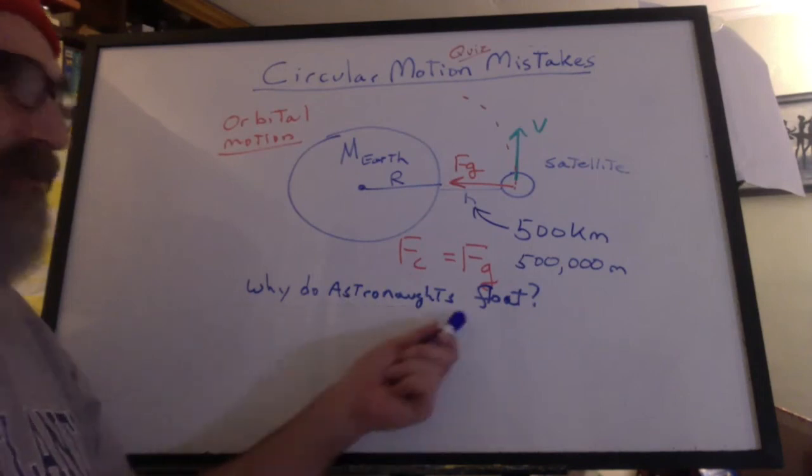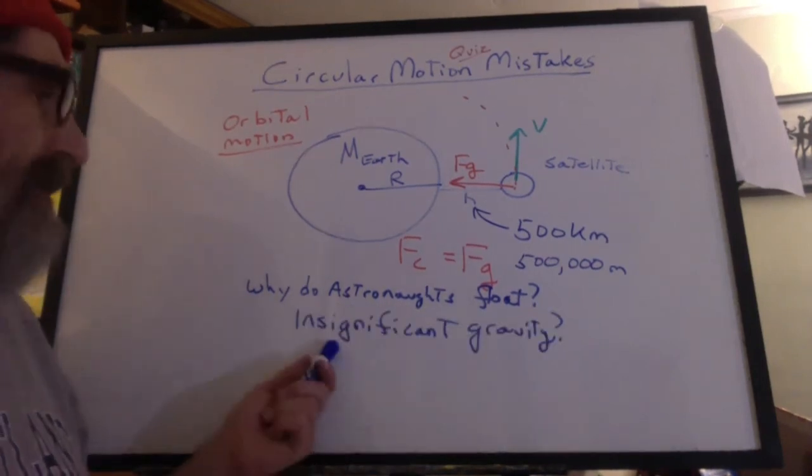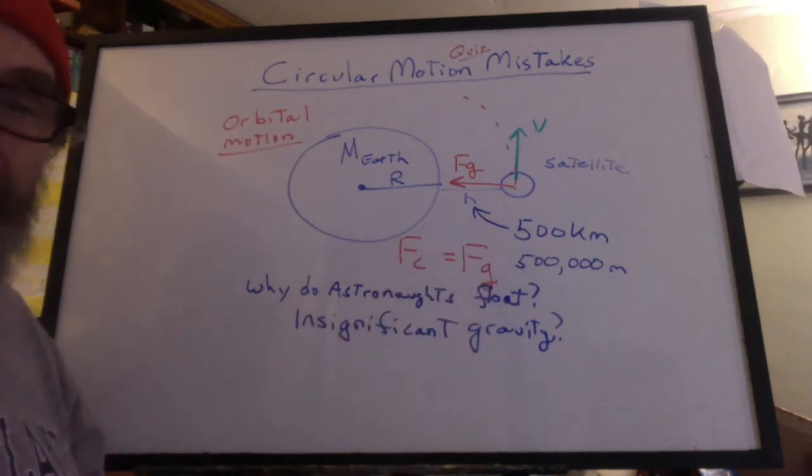Hey, why do astronauts float around inside the spaceship? Is it because there's insignificant gravity out there in outer space?